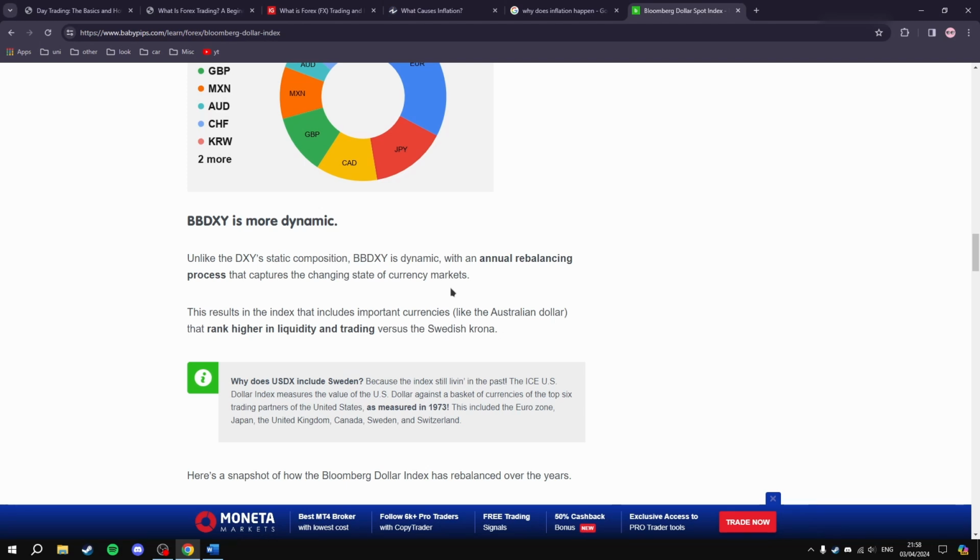Why does the USDX include Sweden? Because the index is still living in the past. The ICE US Dollar Index measures the value of the US dollar against a basket of currencies of the top 6 trading partners of the United States, as measured in 1973. This includes the Eurozone, Japan, the United Kingdom, Canada, Sweden, and Switzerland.